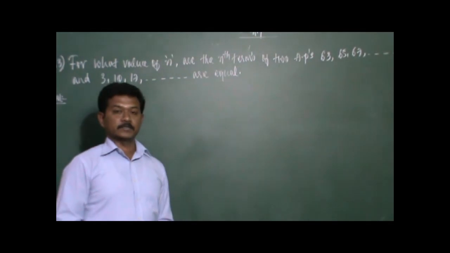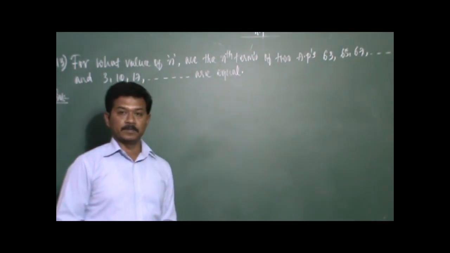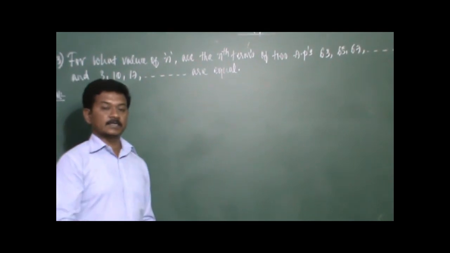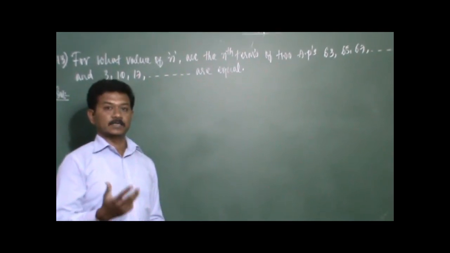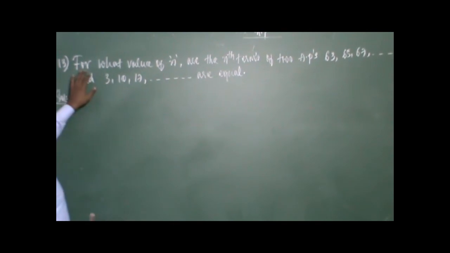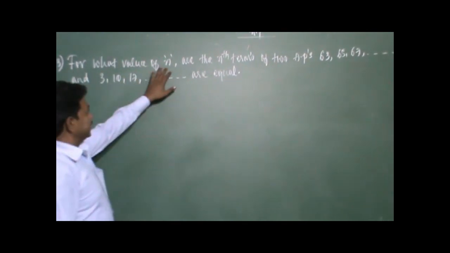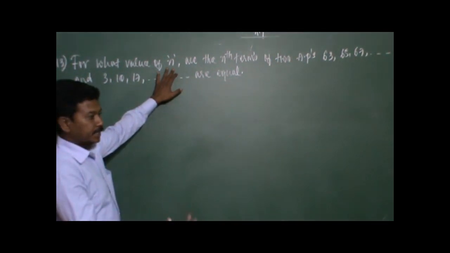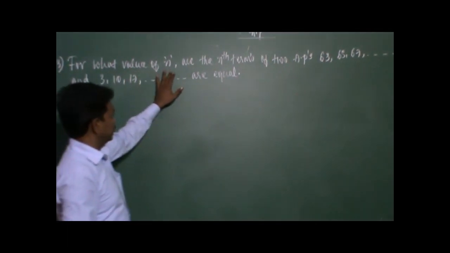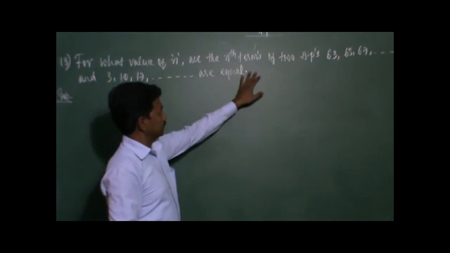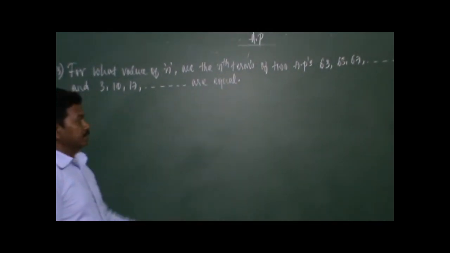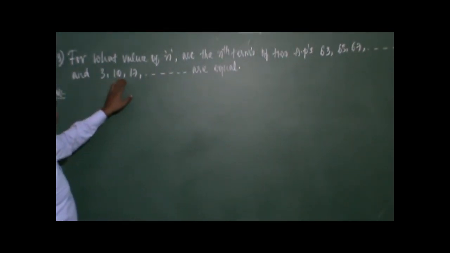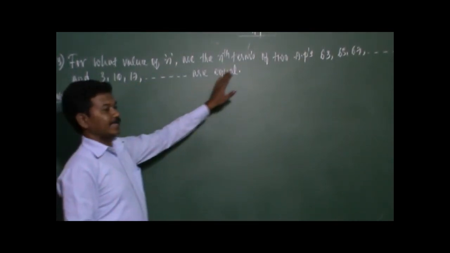So now we will go with the next problem, which is a classical problem in APs. You have to understand the question very well so that you can answer it using your fundamentals and concepts. For what value of n, where n indicates the number of the term, are the nth terms of the two APs, 63, 65, 67, and so on, and 3, 10, 17, and so on, equal?